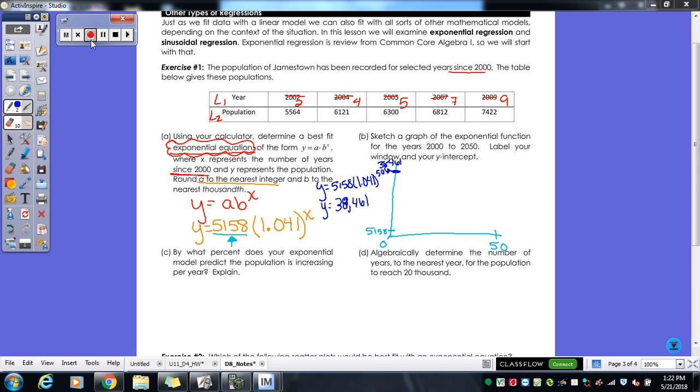Now since we are simply sketching, does it have to be 100% accurate? No. Is this going to be a straight line? No, because it's exponential. So 0 is going to start here, 50 is going to meet my 38,461, and then I'm just going to make my little sketch graph and connect the two.